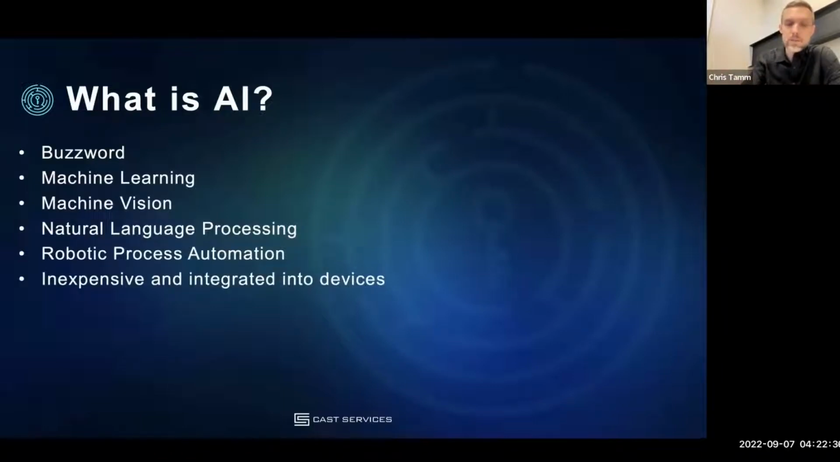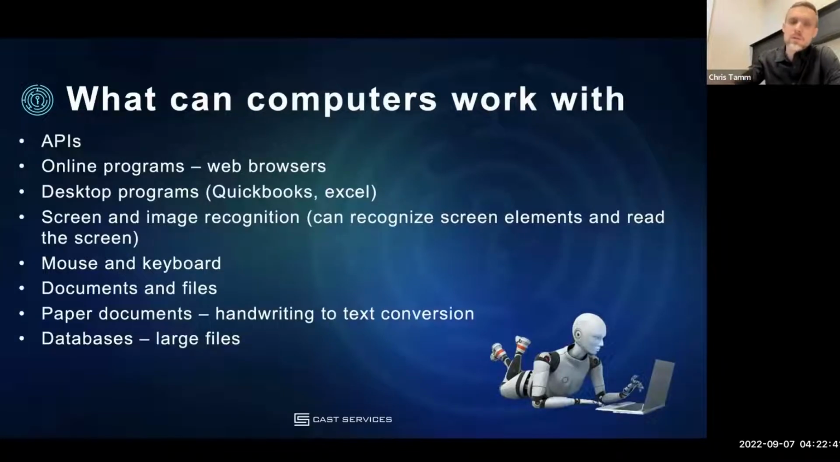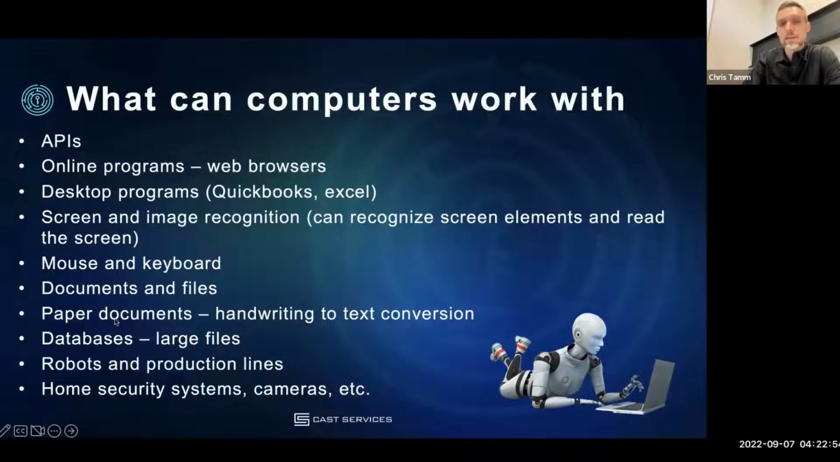And again, it can be inexpensive, integrated into devices. Don't need to spend a lot of time here, but the computers, like the robotic process side, can use so many different things. They can use your web browser, they can use desktop programs, QuickBooks, Excel. They're reading the screen, they're using the mouse and the keyboard, opening files, can work with paper documents, very large databases, and they can connect to things that are offline, like security systems, production lines. And so you don't have to wait for a piece of software to directly be connected. These things can bridge those gaps as the computer pulls up multiple different systems and can do data entry, read things, and then build into other automations.